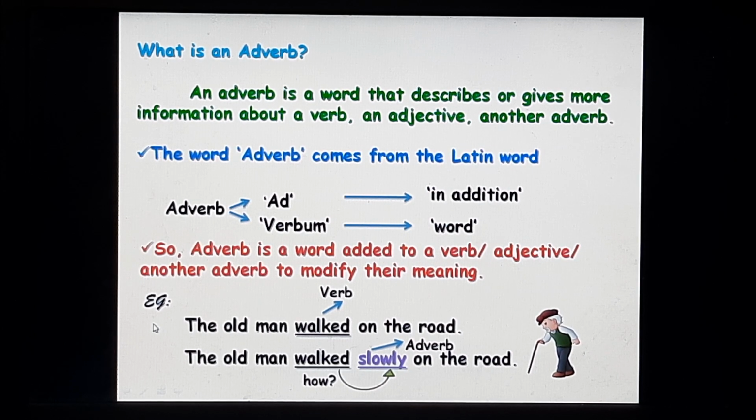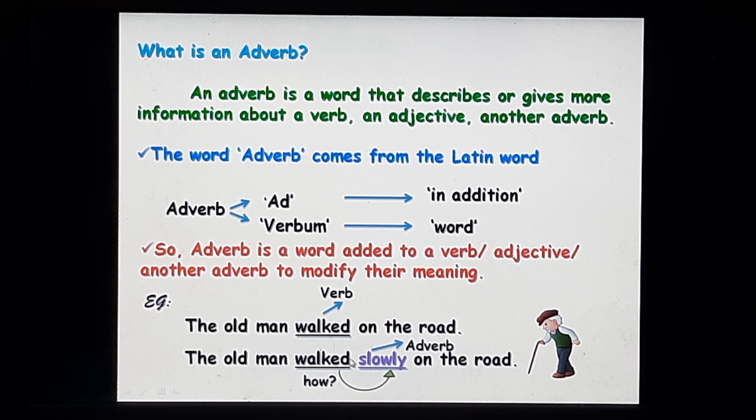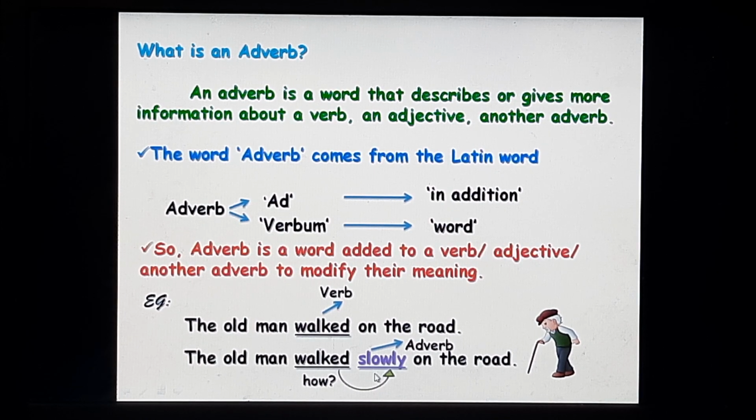Now, let's see this example. The old man walked on the road. So, walked is your verb here. Now, if I want to say something more about the walking of the old man, then we can say it like this. The old man walked slowly on the road. Now, the word slowly gives added information about the verb walked. Walked how? Slowly. So we say that the adverb slowly modifies the verb walked.